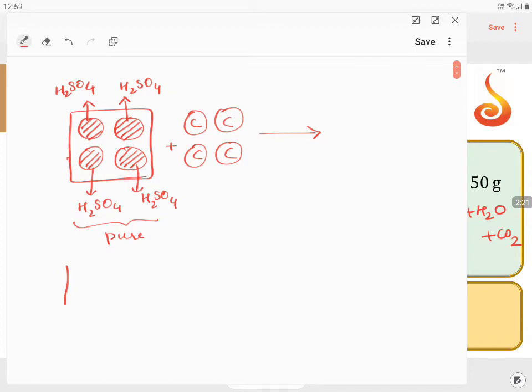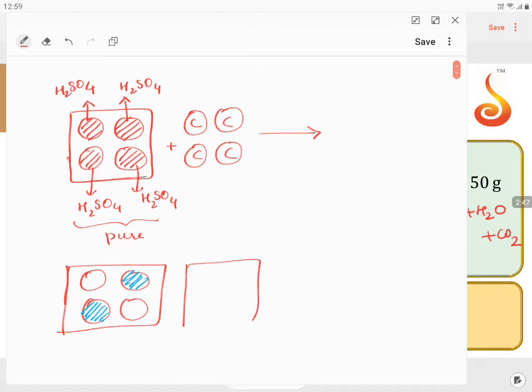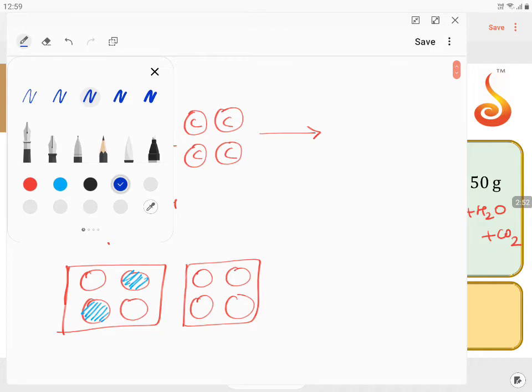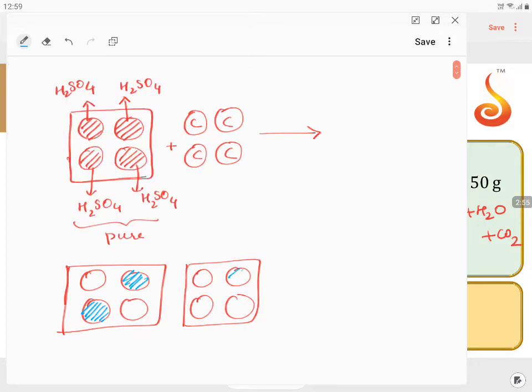If I have an impure sample, let us understand it this way. Here is the impure sample for each one. Let us take this as 50% pure. This particular sample is 50% pure and 50% impure. If I take another one, this is also 50% pure.